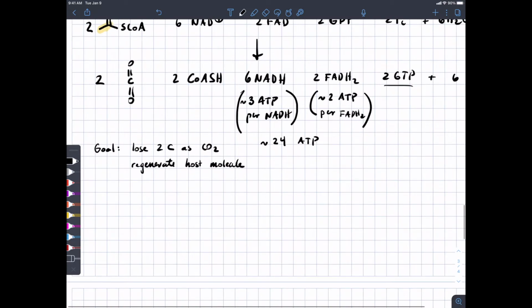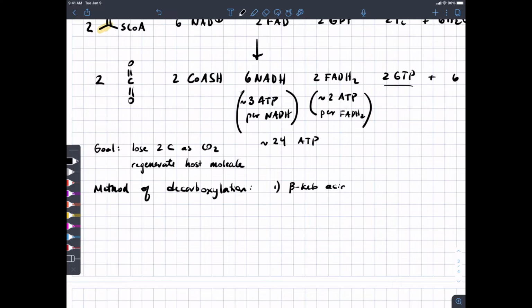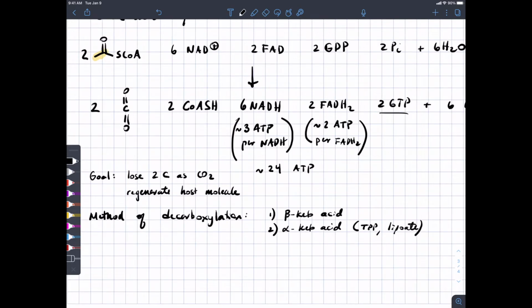And remember the ways we can do decarboxylation now. We've done decarboxylation before for a beta keto acid, and we can also do it with an alpha keto acid, provided that we use TPP and lipoate to make things go. I will point out that once we incorporate acetyl-CoA into the host molecule, we completely lose track of which carbons come from acetyl-CoA because the intermediate we make is symmetrical.